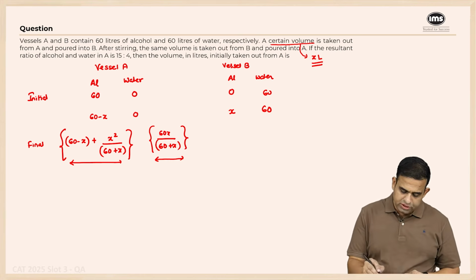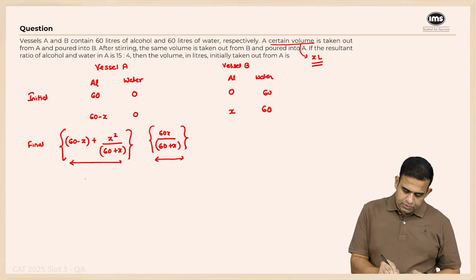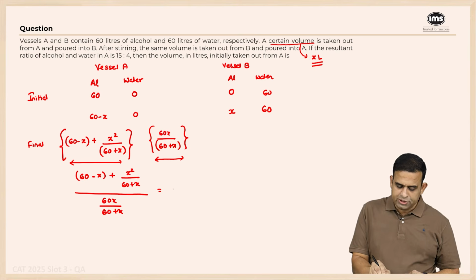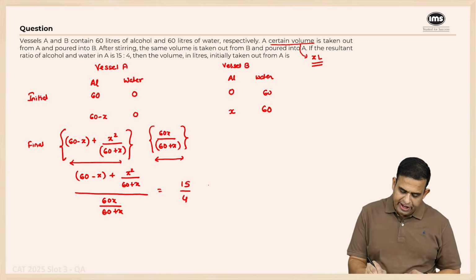So if I look at this particular part, if I simplify this, so 60 minus X plus X square upon 60 plus X, divided by 60X upon 60 plus X, this should be equal to 15 by 4. And now on simplification, we can easily find out the value of, let's say, x from here.